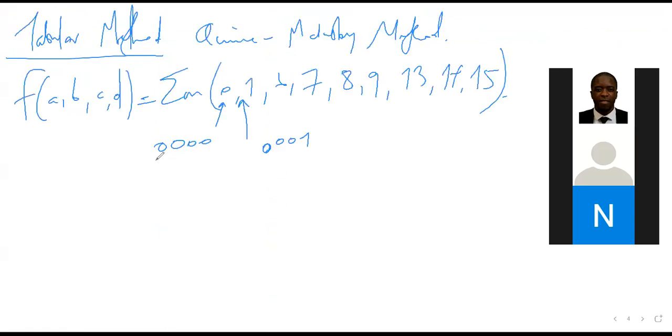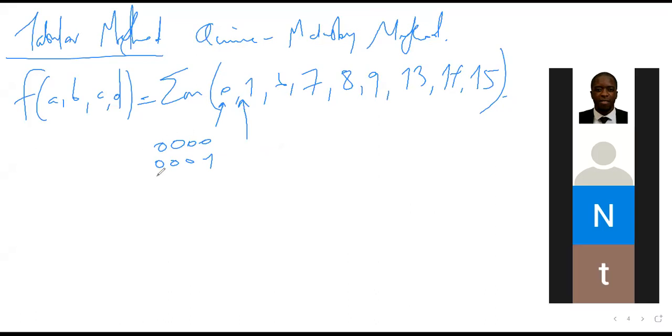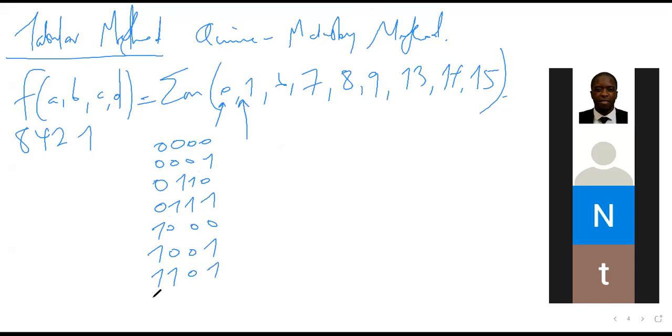All right, here are our min terms. We have 0, 0, 0, 0; 0, 0, 0, 1; 6, what is 6? 0, 1, 1, 0. 8, 4, 2, 1. So we have 7: 0, 1, 1, 1. 8: 1, 0, 0, 0. 9: 1, 0, 0, 1. 13: 1, 1, 0, 1. 14: 1, 1, 1, 0. 15: 1, 1, 1, 1. All right, these are our min terms here.